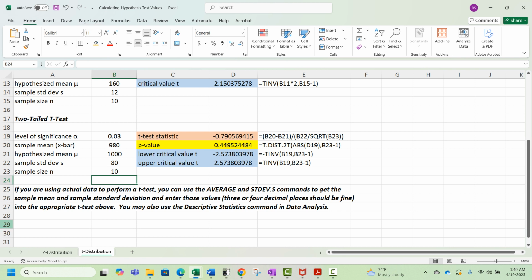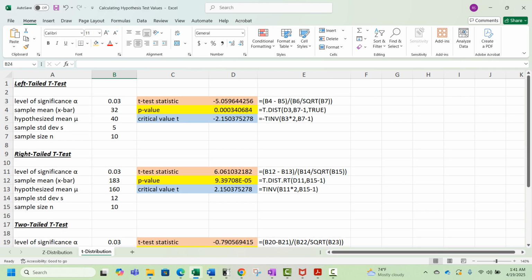It's very important, when you're using this file, to make sure your problem is either a z distribution or a t distribution. That's the first thing you want to check. If you're running into error situations in the homework, check that first. Check what tab you're on, and then verify whether you're left-tailed, right-tailed, or two-tailed.